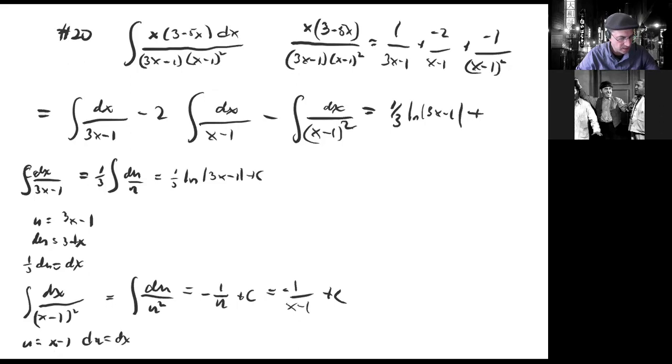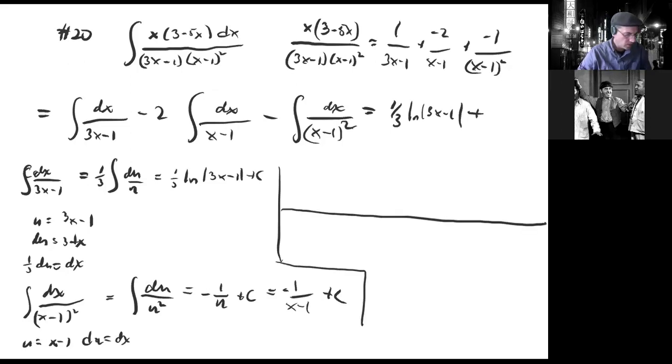So we have a negative 2 dx over x minus 1. Oops, I did the third integral. Okay, let's leave that out for a moment. I've just computed the last one, right? So I have to compute the middle one still. Let me do that here. Okay, so I have to still compute the integral of dx over x minus 1. Well, this is just going to be ln absolute value of x minus 1 plus c.